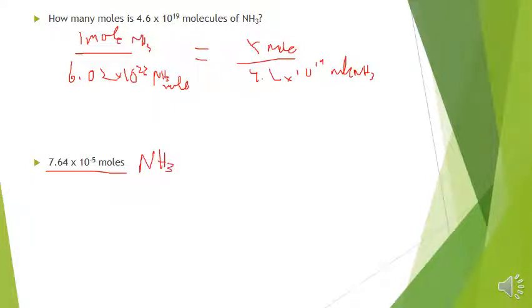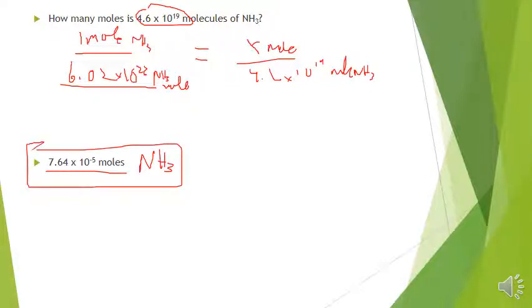Now, if you think about it, you can see that this number is less than this number. If you end up getting a number bigger than 1 mole, you know you got it wrong, so a good idea is just to think about the problem. I could have asked how many moles is 4.6 times 10 to the 19th octanes. You still get the same answer, 7.64 times 10 to the minus 5th moles of octane.